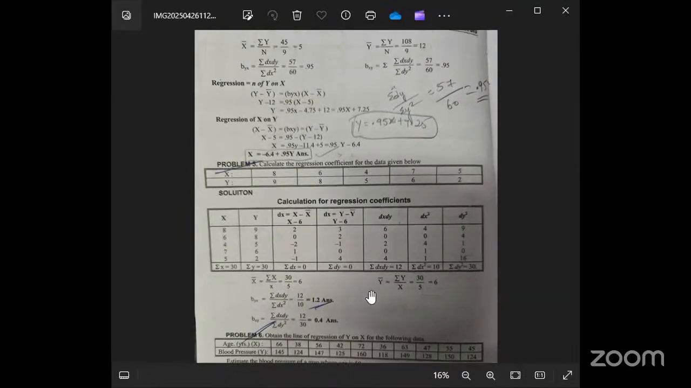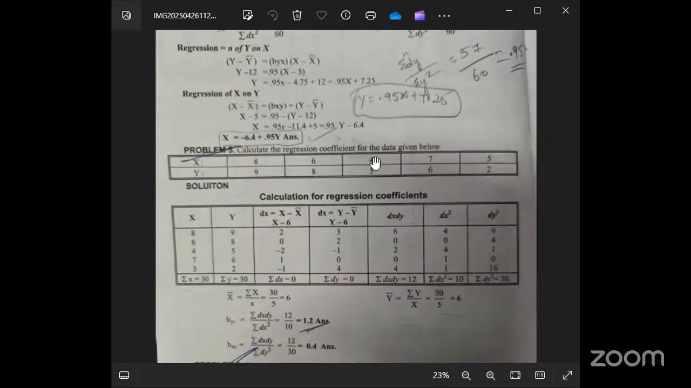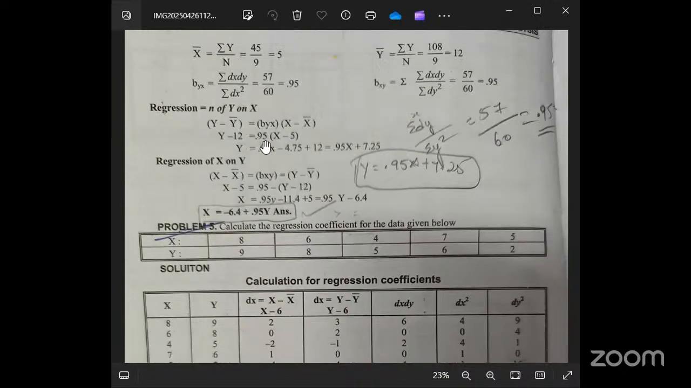Look at the problem. For the fourth, we have done the table. Now we need to put it in equation form, y on x and x on y. So y minus y bar equals byx into x minus x bar. Here y bar is 12, and byx is 0.95. x minus x bar is 5. So y equals 0.95x minus 4.75 plus 12, which equals y equals 0.95x plus 7.25. So that is the first equation.